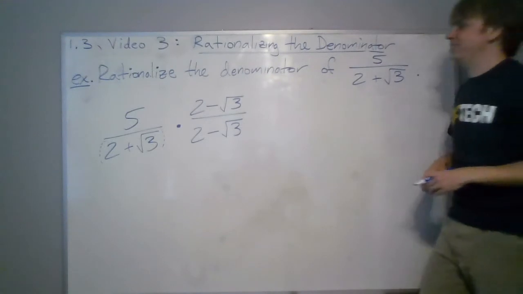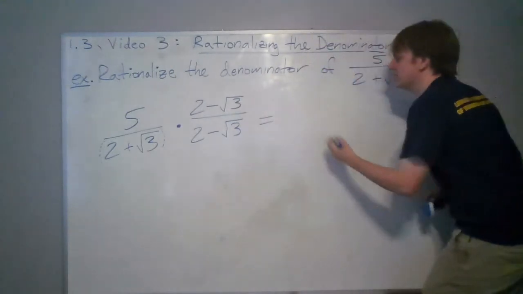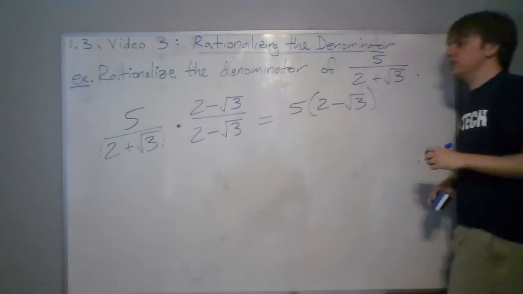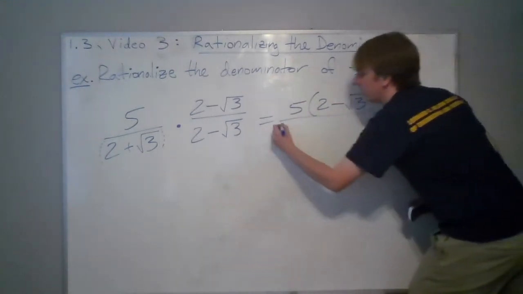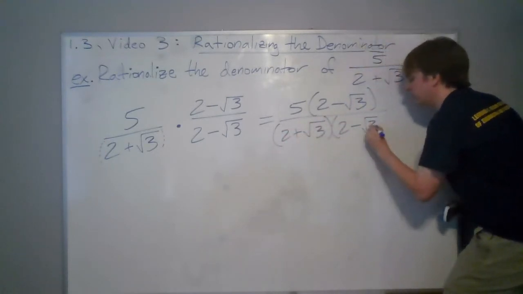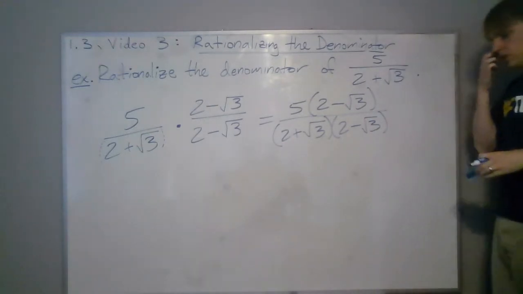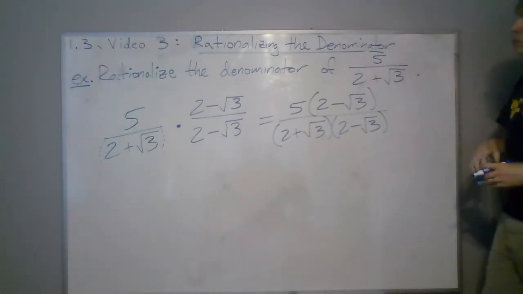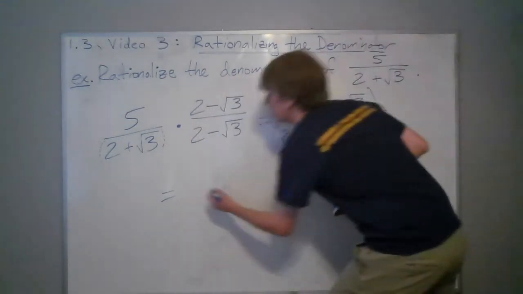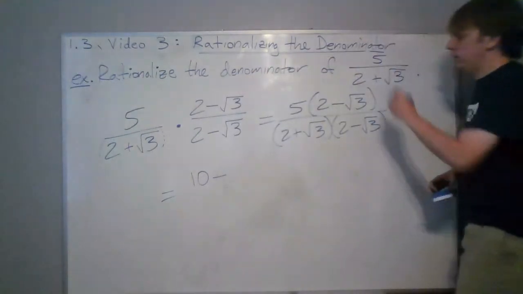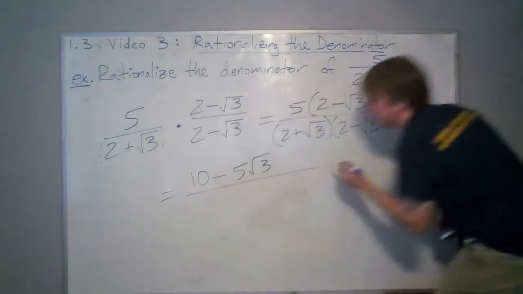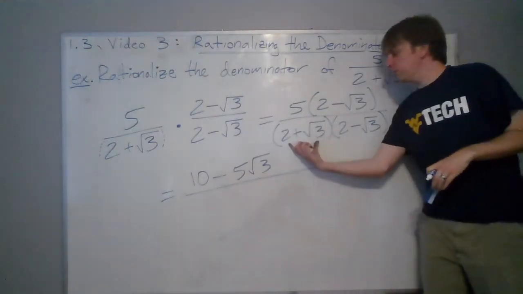Let's see what happens. So implied parentheses in numerator and denominator would give me 5 times parentheses 2 minus root 3. And in the denominator, 2 plus root 3 times 2 minus root 3. On the top, we're going to have to distribute a 5. So 5 times 2 and 5 times square root of 3. On the bottom, we actually see parentheses times parentheses.